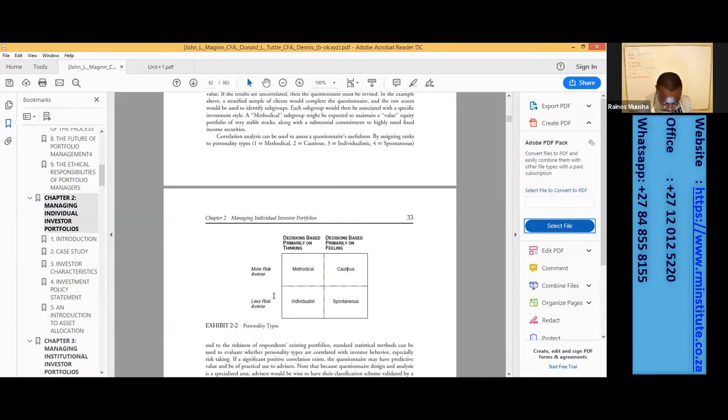Then those investors who are less risk averse, which means that they are more prepared to take on more risk, but at the same time base their decisions primarily on what they are thinking, we say these investors can be described as individualist investors. And those investors who are less risk averse, but base their decisions on what they're feeling, we refer to as spontaneous investors. So this is another matrix that you can use to narrow down whether an investor is a methodical investor, a cautious investor, an individualist investor, or a spontaneous investor as well.